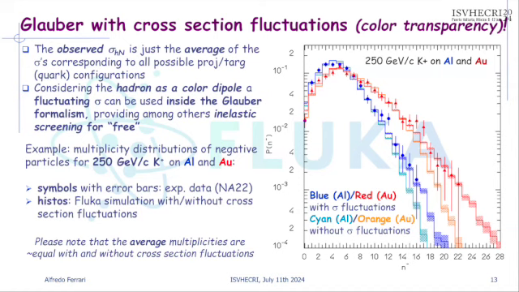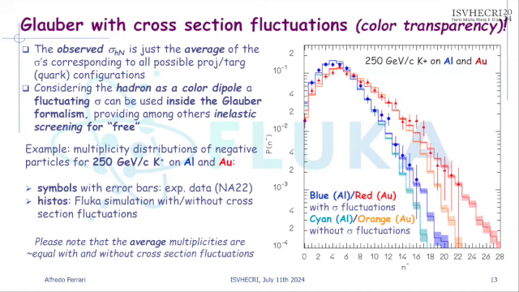At the same time, it provides a way to account for inelastic screening for free, if you want, and it helps in reproducing better multiplicity distributions. Of course, it's not easy to introduce in the Glauber formulas, but it can be done exactly. And Monte Carlo helps a lot in this.